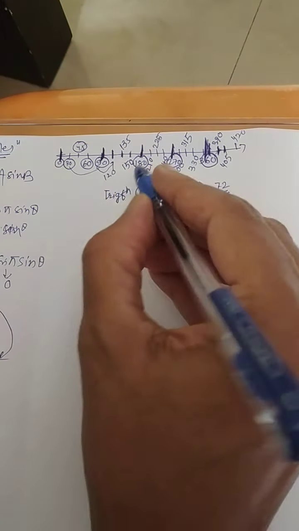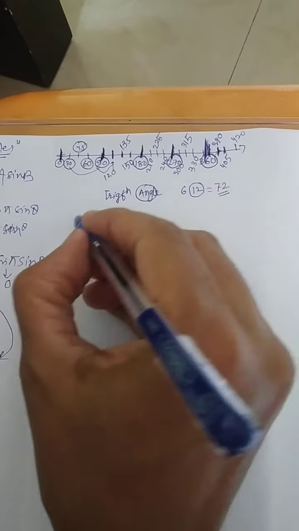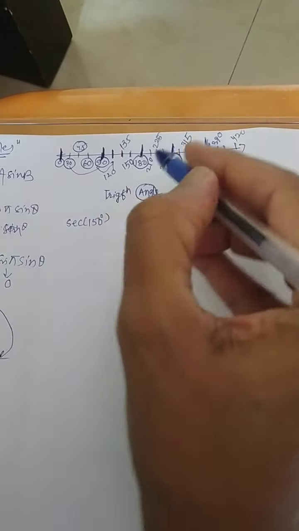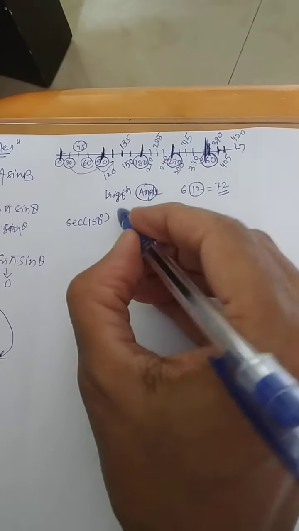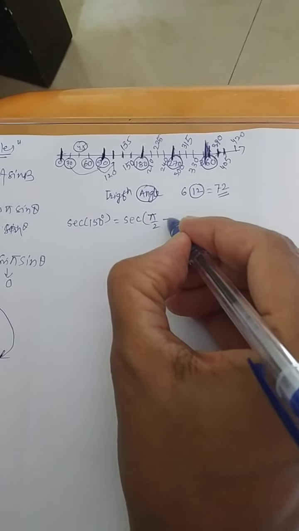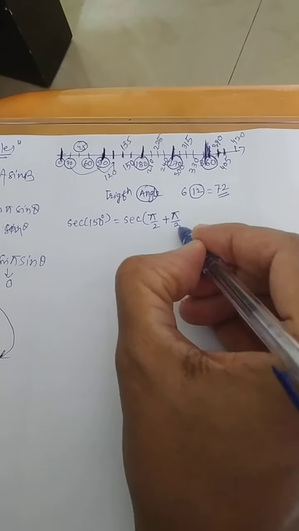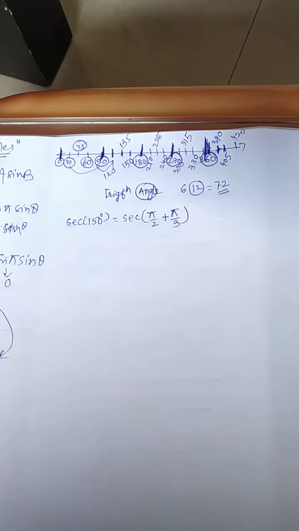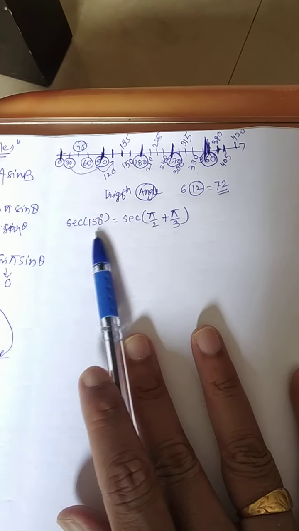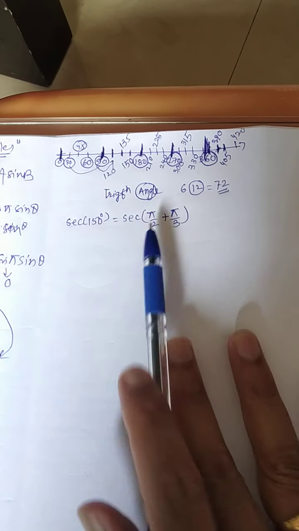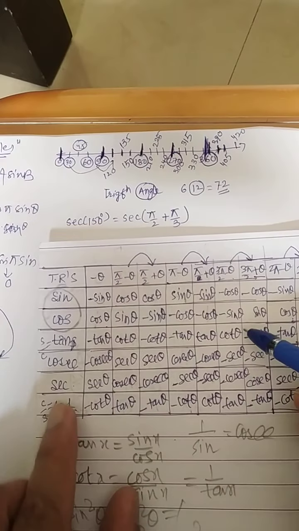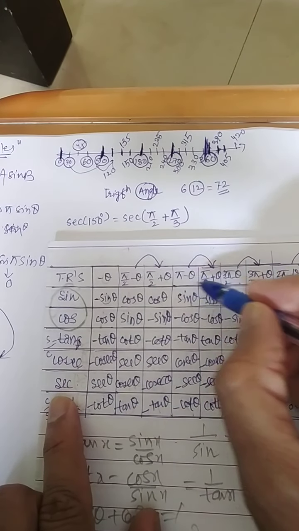Suppose I want sec of 150. Listen to this point carefully. Sec of 150 can be written as sec of 90, 90 meaning pi by 2, plus 60, 60 meaning pi by 3. This is the set. Now make a habit. If somewhere you are not comfortable with this, you can write the angle, but make a habit of this also. Sec of pi by 2 plus theta. See here, I want sec of pi by 2 plus theta.